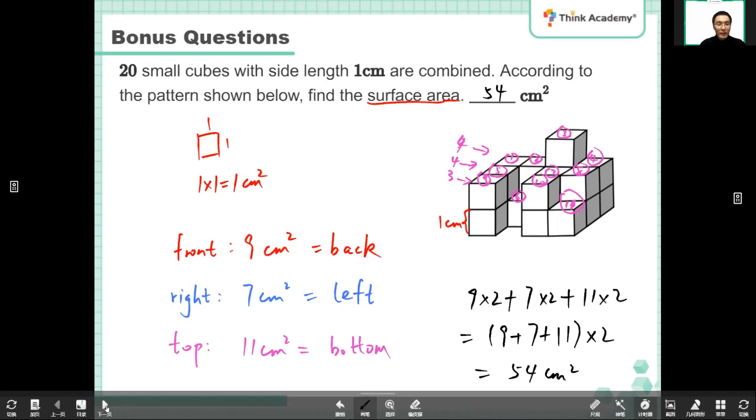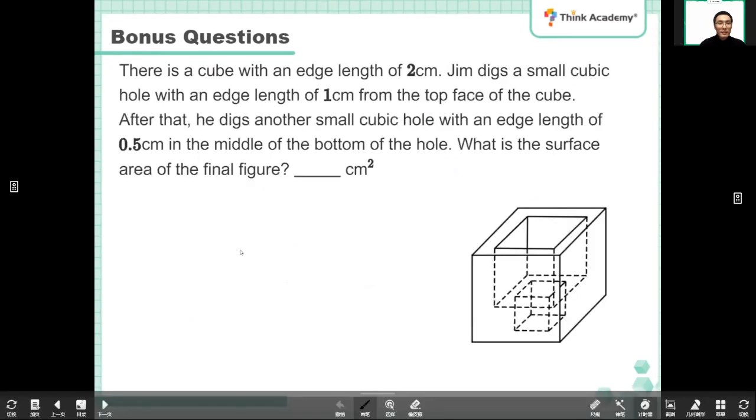Okay, and let's move on to the third bonus question. This is the last one for 3D shapes. Actually, for the rest, I think we have 7 or 8 bonus questions, all for arithmetic progression, because it's indeed a bit abstract and needs more practice.